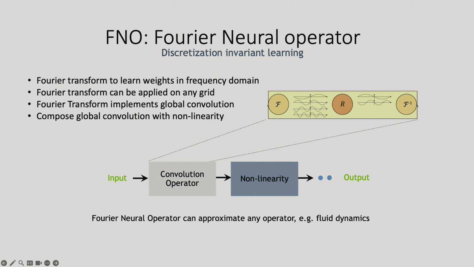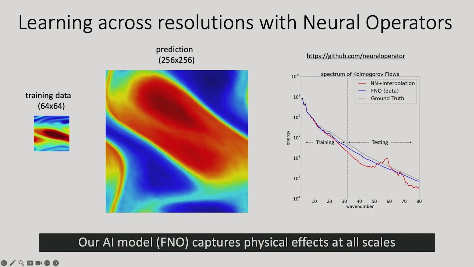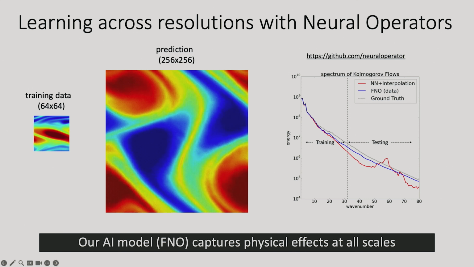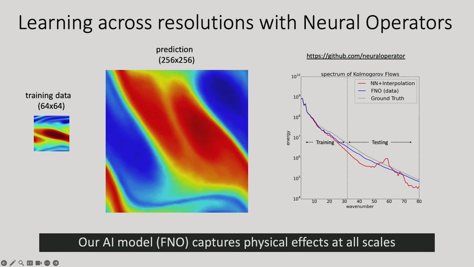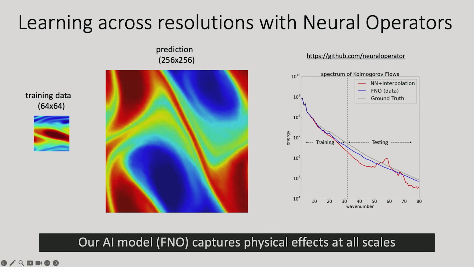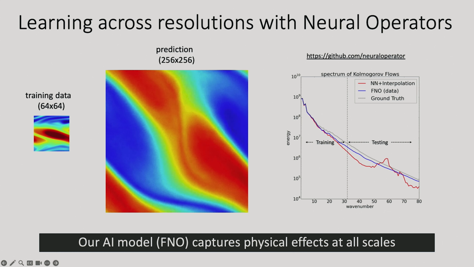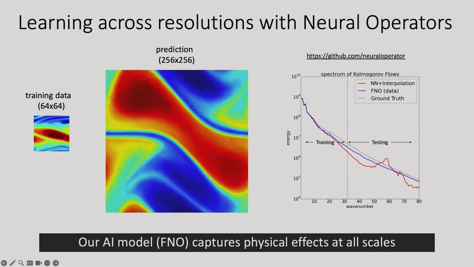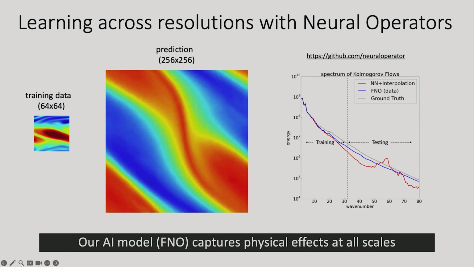And you stack a bunch of these layers with some nonlinearities in the middle to learn a mapping between your functions. And so the advantage is that now, here for example, I'm showing some examples on a Navier-Stokes problem, so fluid dynamics, and we trained our Fourier neural operator on 64 by 64 resolution, but we can test it directly on 256 by 256 resolution without any retraining.